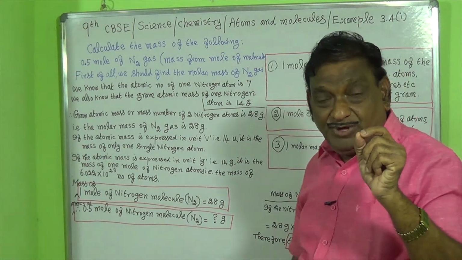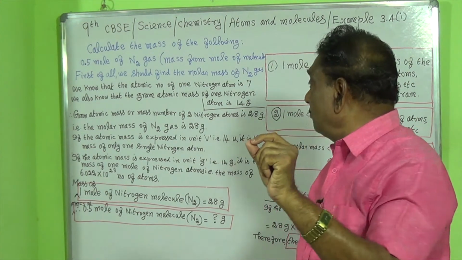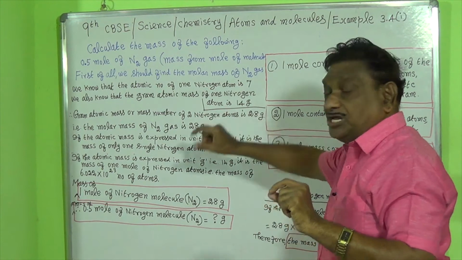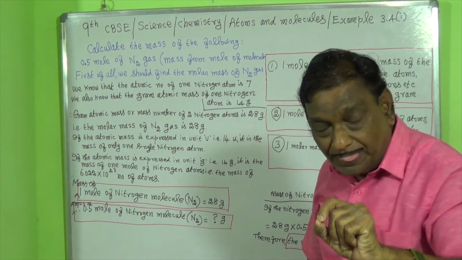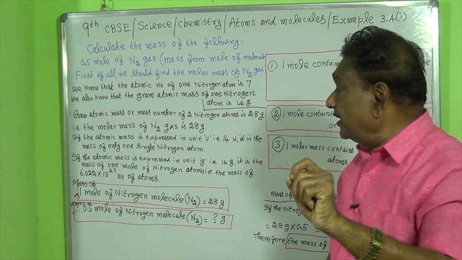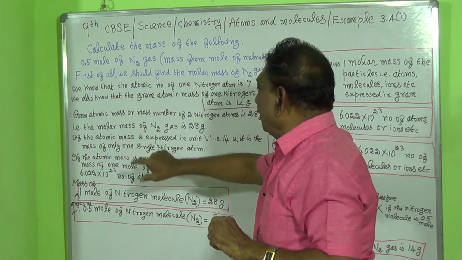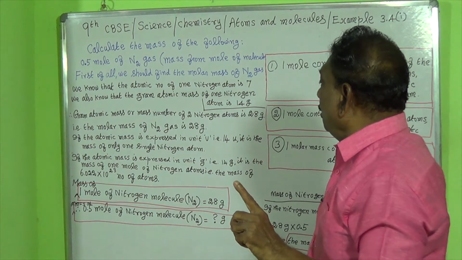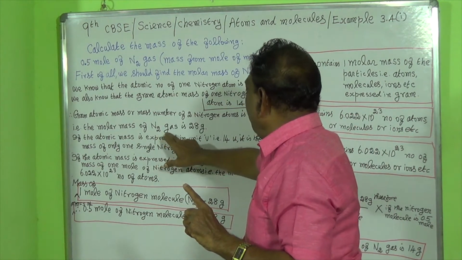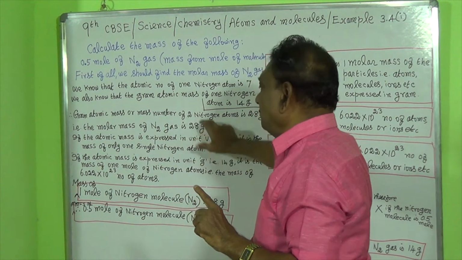The gram atomic mass, that is the molar mass of one nitrogen atom, is 14 gram. But here there are 2 atoms. Therefore, the gram atomic mass of 2 nitrogen atoms is 28 gram.